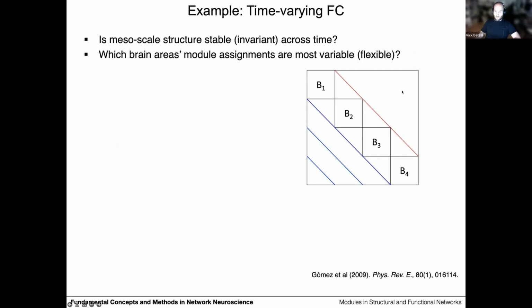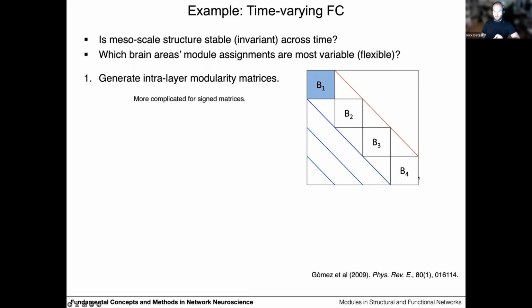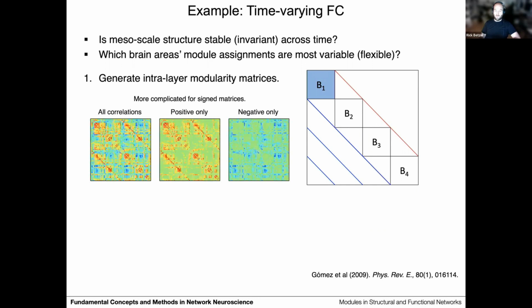I want to give you a brief example of how we might apply this to time-varying connectivity. So if we had time-varying networks, say, generated by sliding window methods, we would calculate the modularity matrices separately for each of our windows. Turns out it's a little more complicated for sign matrices. We have to be very careful about how we handle positive and negative connection weights and their transitive properties. I'm not going to get into the details here, but suffice it to say it is possible.